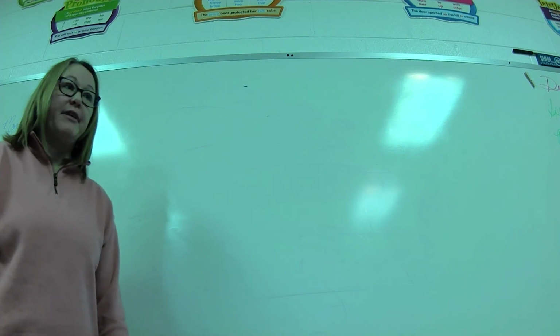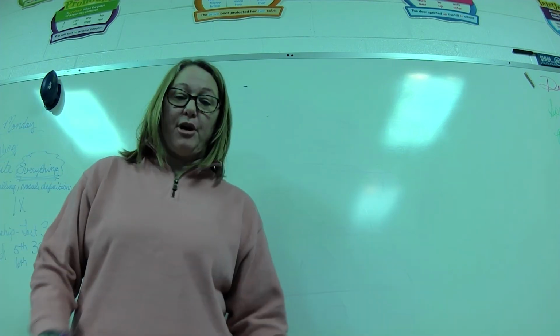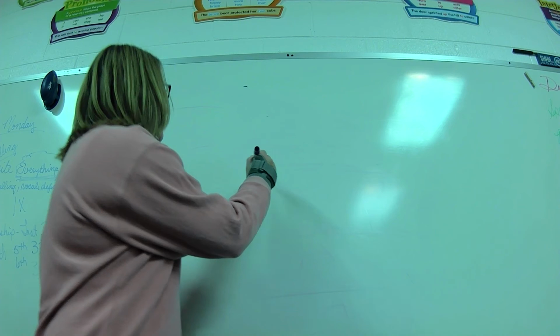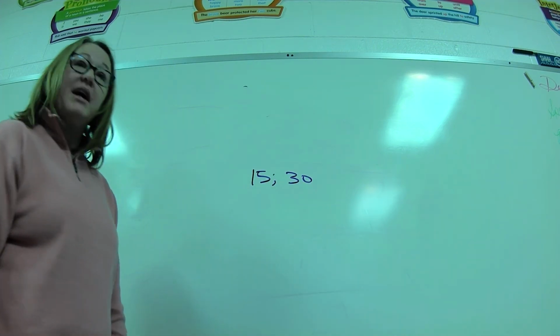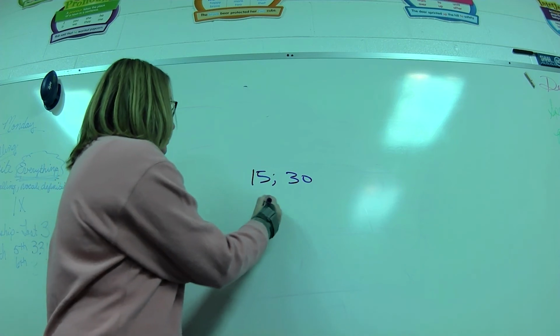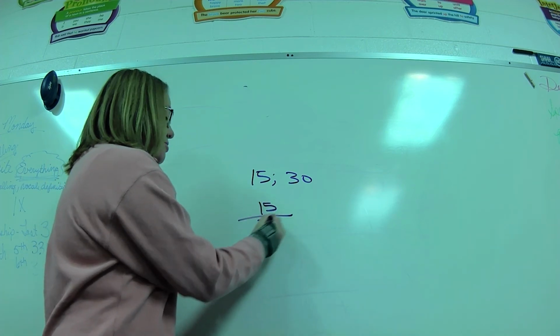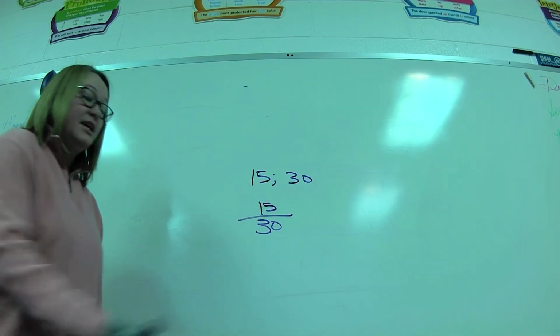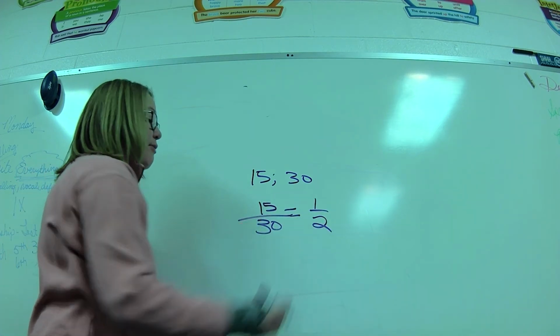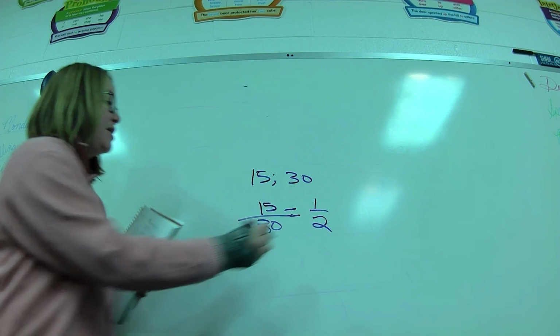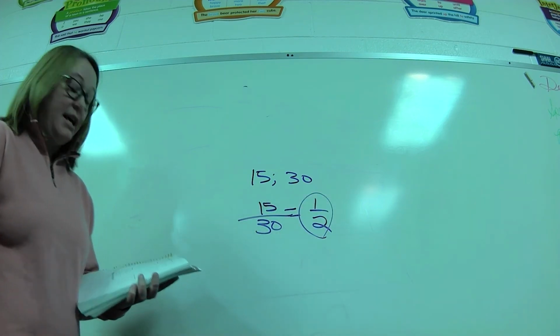Let's start with their review. Let's do fractional parts of a whole. They gave us 2 numbers. They gave us 15. They give us 30. The first thing we have to do is put it in a fraction, because we're doing fractional parts of a whole. 15/30 gets reduced to 1/2. And it just wants the fractional part of a whole right now. So 1/2 is my final answer.